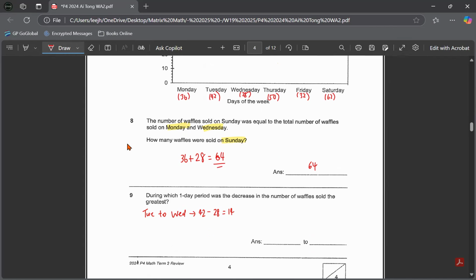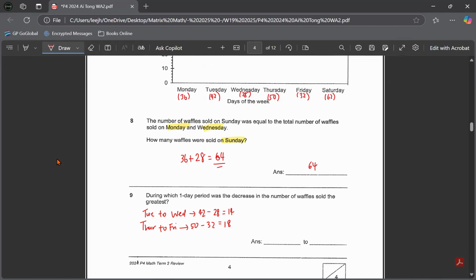But what about the other one, which is Thursday to Friday? So Thursday is 50, Friday is 32. So Thursday to Friday, what was the decrease? So you take 50 minus 32 equals 18.